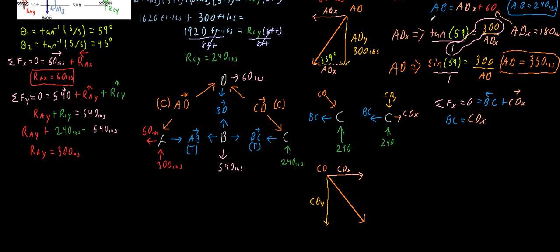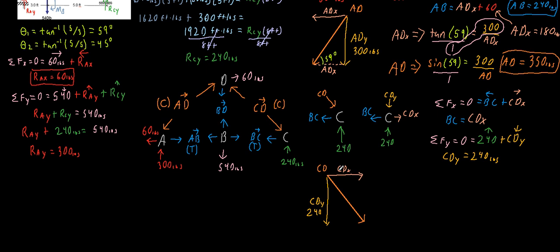But we can very easily solve by using the sum of all forces in the Y direction and this vector triangle that we created. The sum of all forces in the Y direction is equal to 0. We only have two: 240 pounds going upward, and CDY, which is going downward. If these two forces add up to 0, they have to cancel each other out. In other words, CDY is equal to our upward force, 240 pounds going downward. And so I can rewrite that over here.